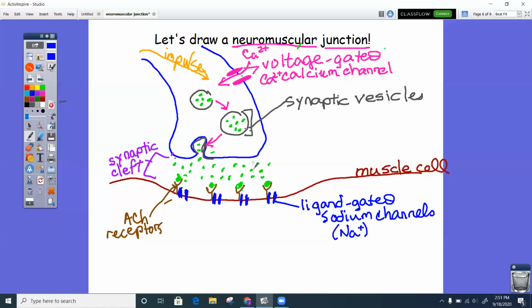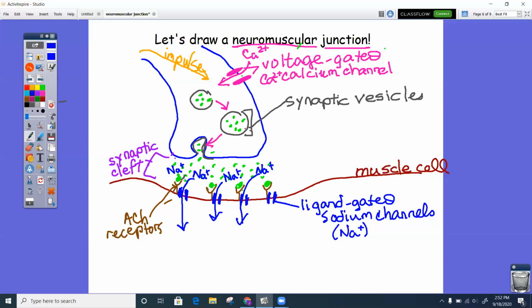So let's say we have some sodium out here, which we will. Sodium is going to be in higher concentration outside the cell compared to inside. So when acetylcholine, these green dots, binds to their receptors, that is going to open up these ligand-gated sodium channels. And when those channels open, that's going to allow sodium to rush into the cell.